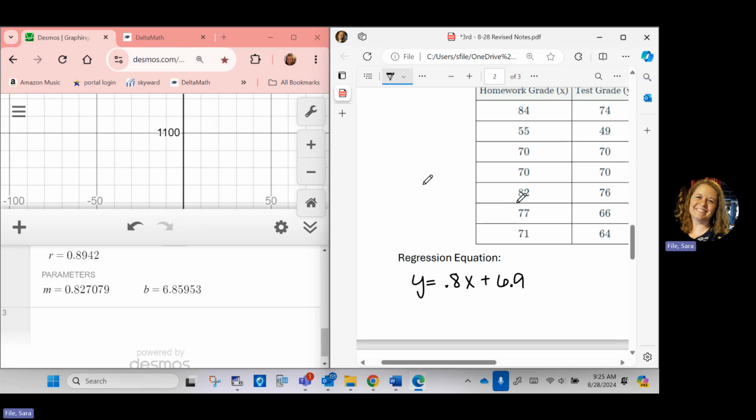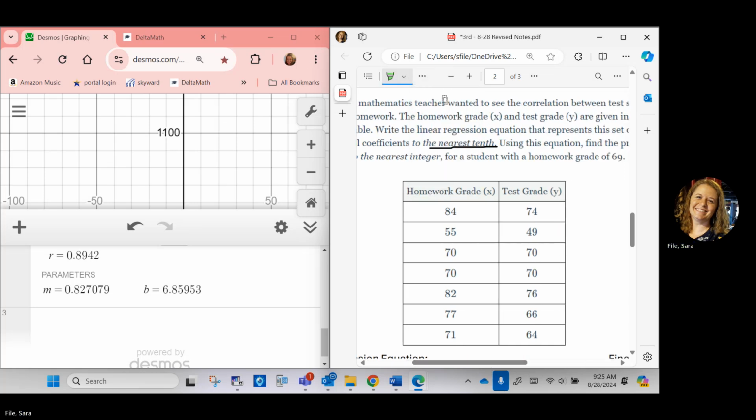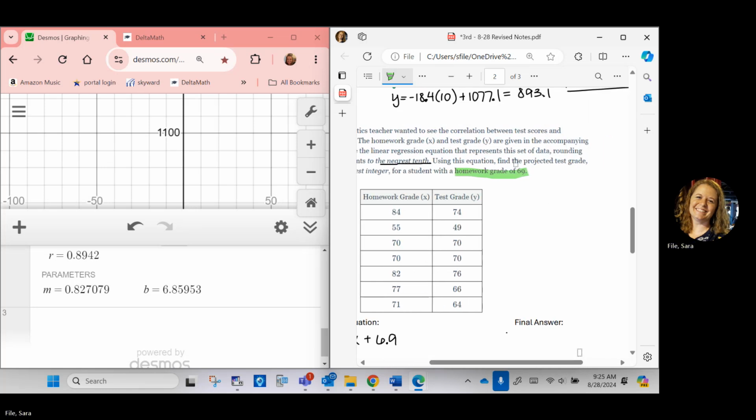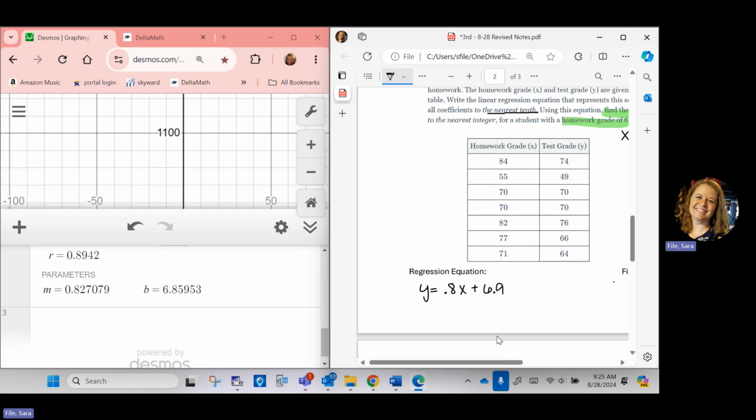And now they want me to use it to predict. What are we predicting this time? Yeah, predict the test grade when the homework grade is 69. Okay, find the projected test grade. So they want us to plug in a 69 for what? For X. Good. So when X is 69, what is Y? That's what the question is asking. So we're going to come down here and plug that in, and then I'm going to type it in Desmos.